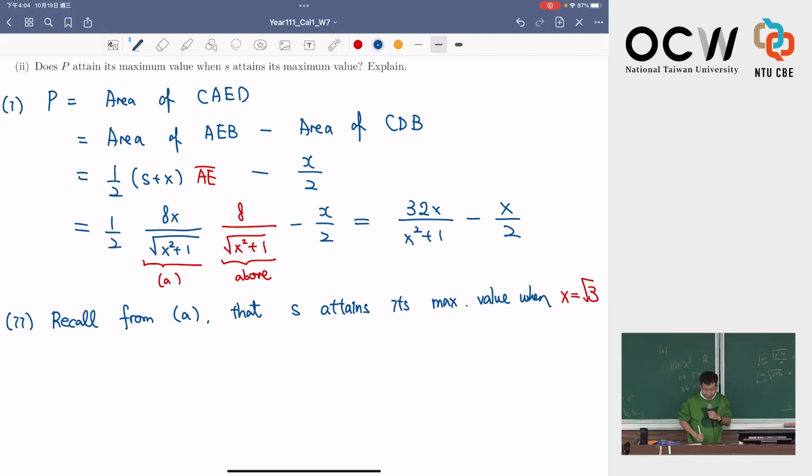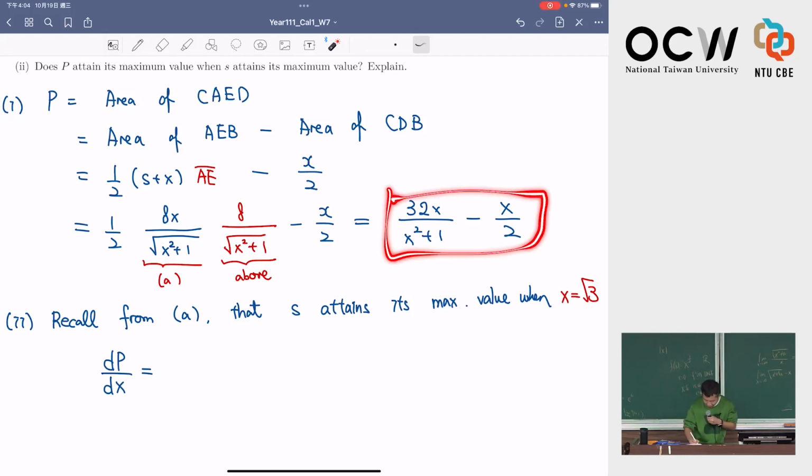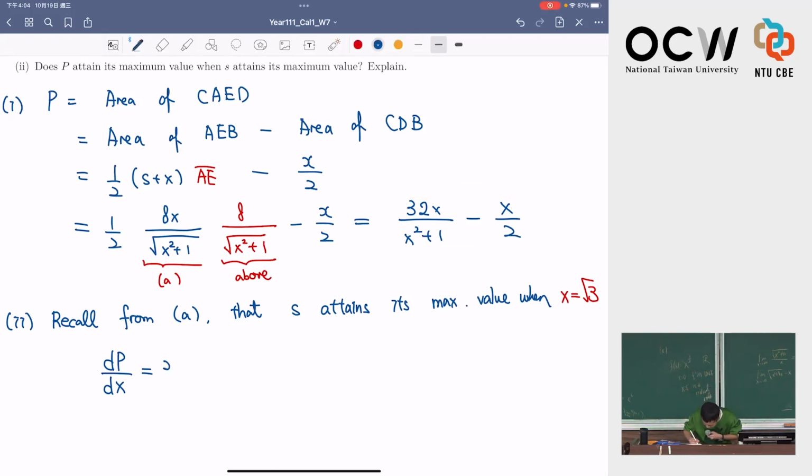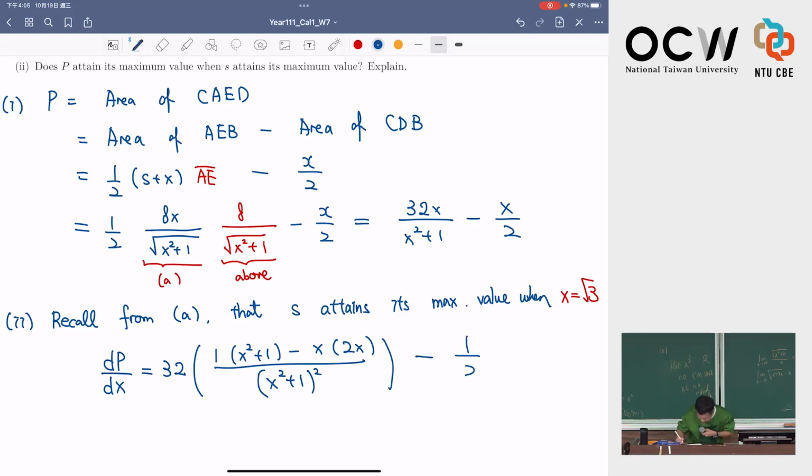To do that, let us differentiate P. If I differentiate P with respect to x, P is over here. Let me differentiate that. I will get 32, and then, quotient rule, 1 times x squared plus 1, and then minus x times 2x, over x squared plus 1 squared, and then minus 1 over 2.